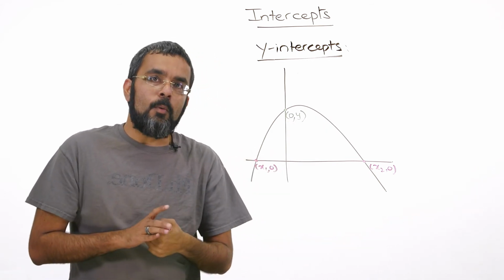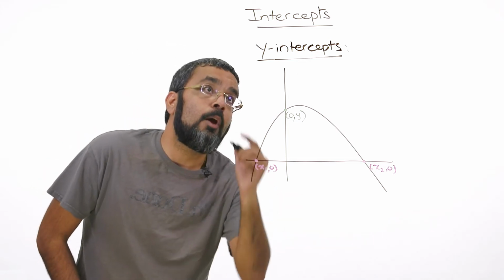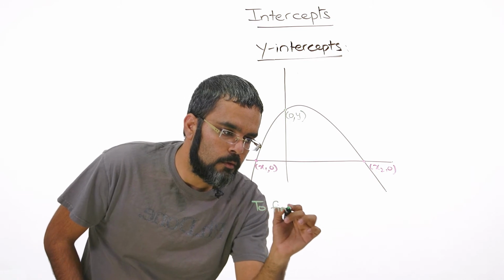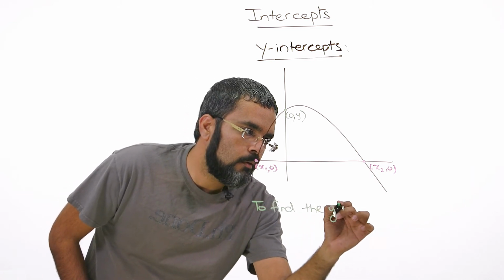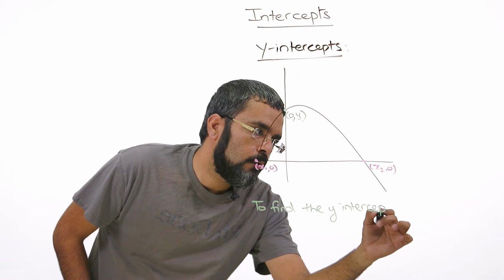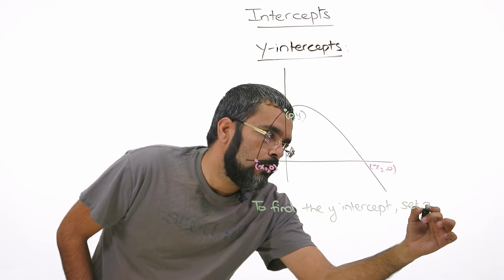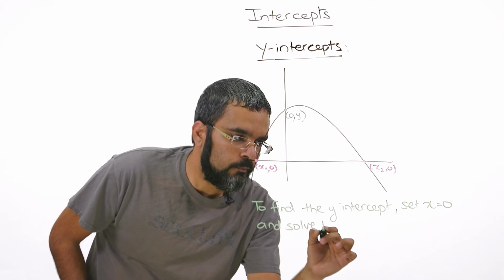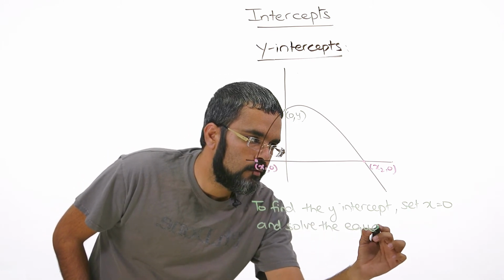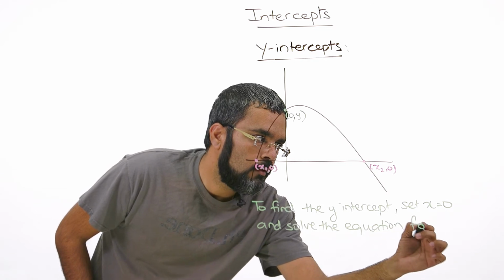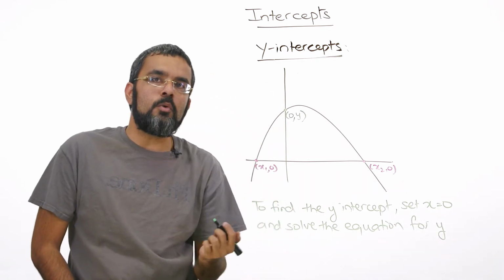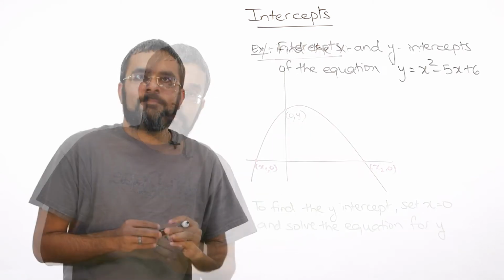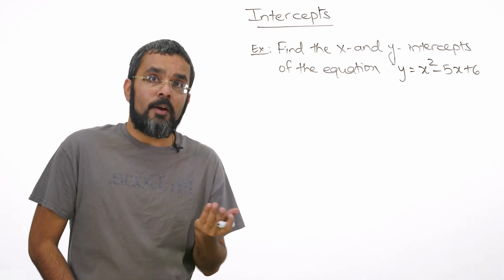All right. So how do we find the y-intercept? To find the y-intercept, set x equal to 0 and solve the equation for y. Right? And we can do this because we know, again, that if you have a y-intercept, the x-coordinate is always 0. Okay, so let's go ahead and see how we can find intercepts.